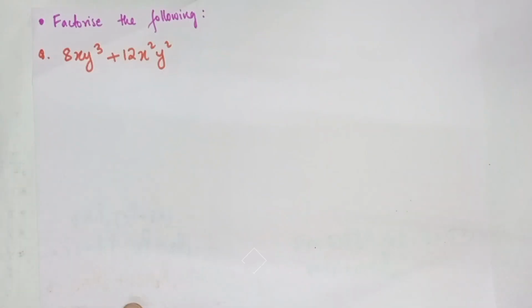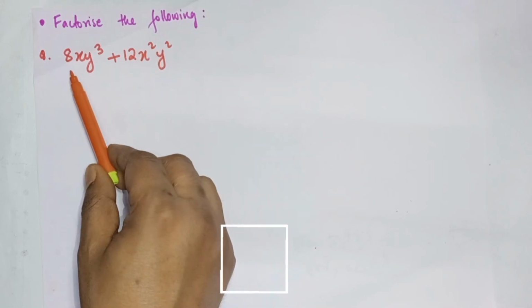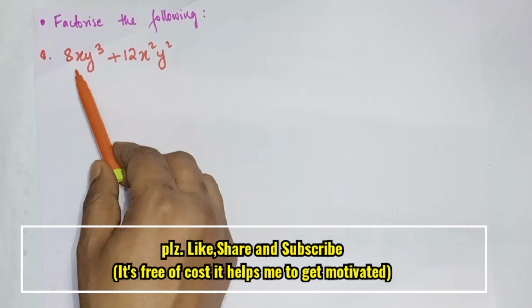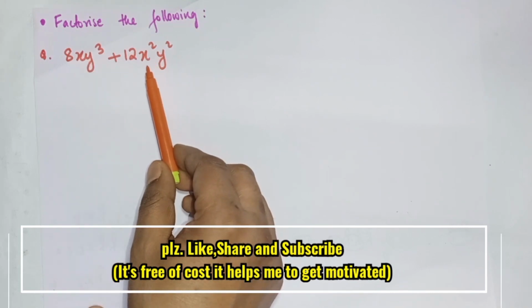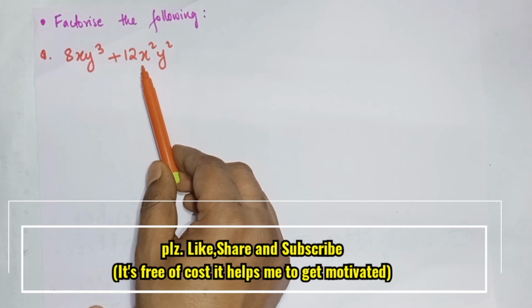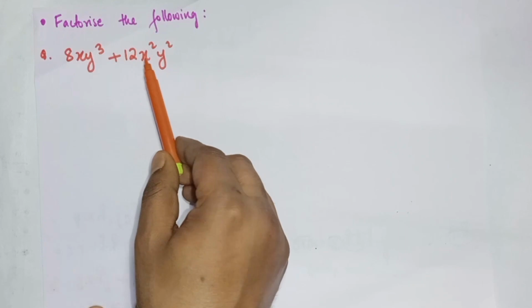Here you can see we have the question: factorize the following. The question is 8xy cube plus 12x square y square. This is called a binomial. Binomial means two terms. Whenever in exams you get this type of question, you just have to take the common factor from this and this.